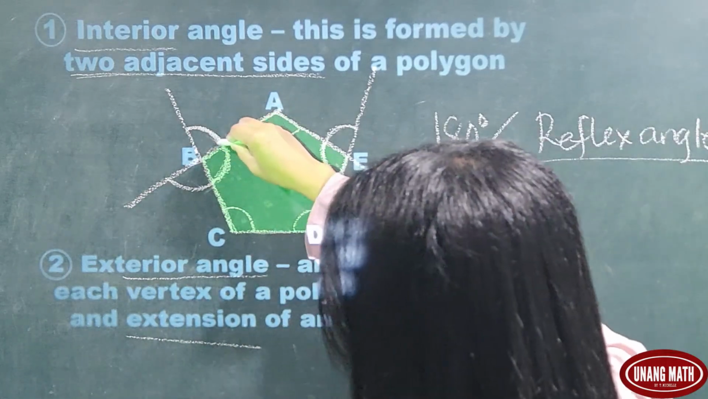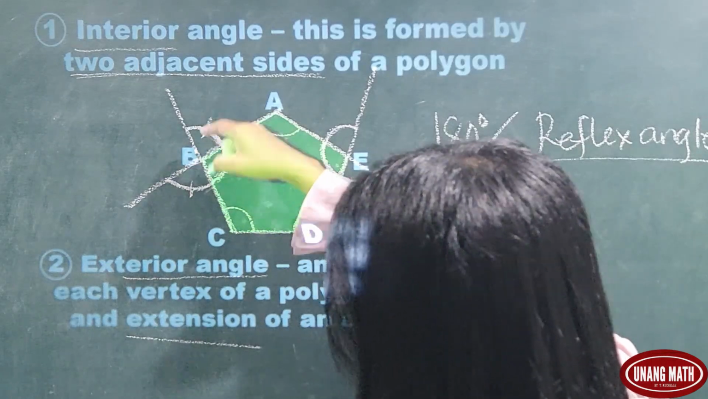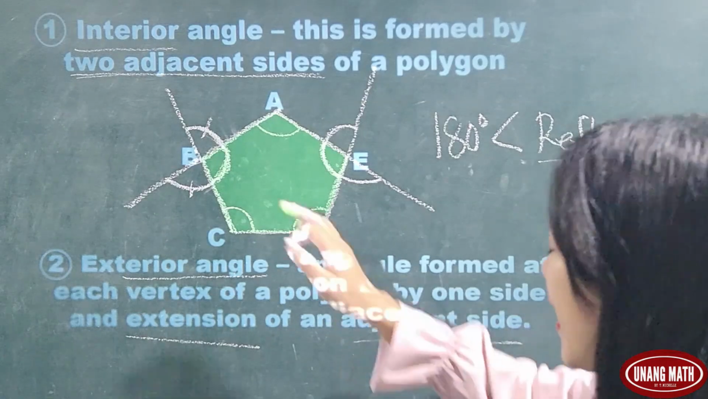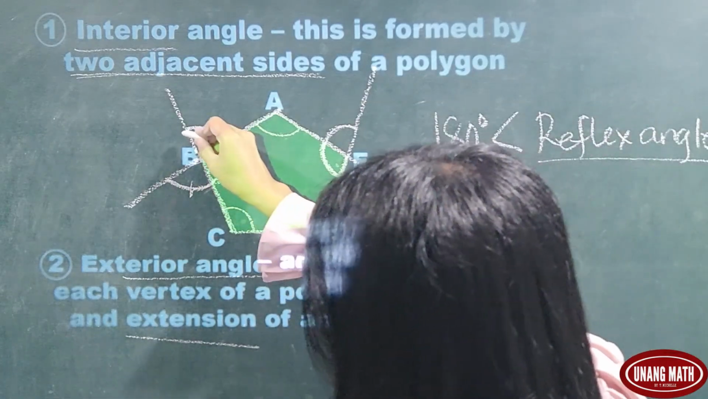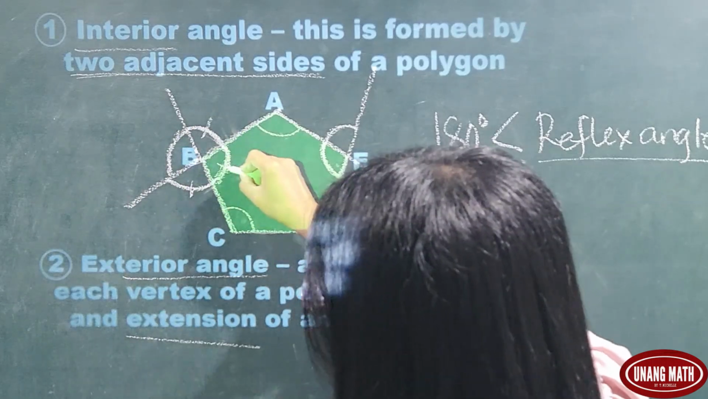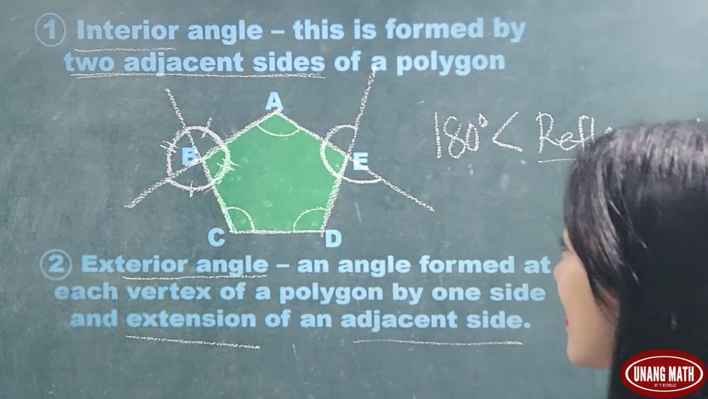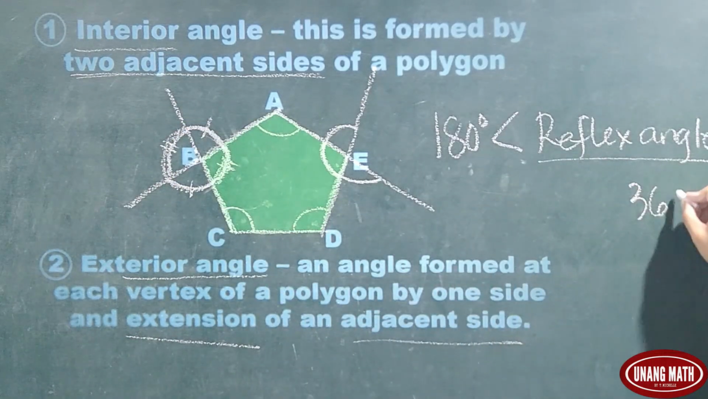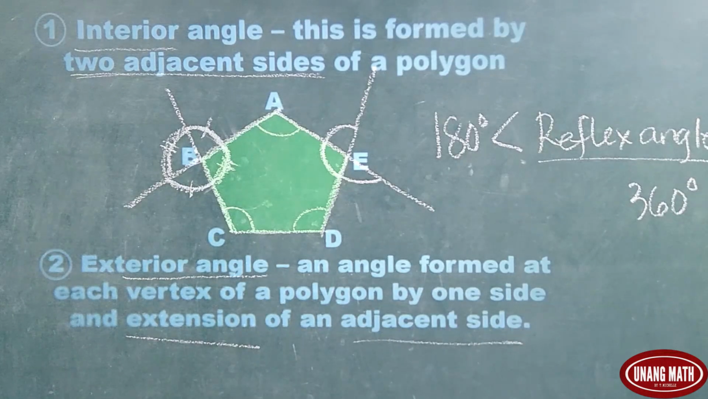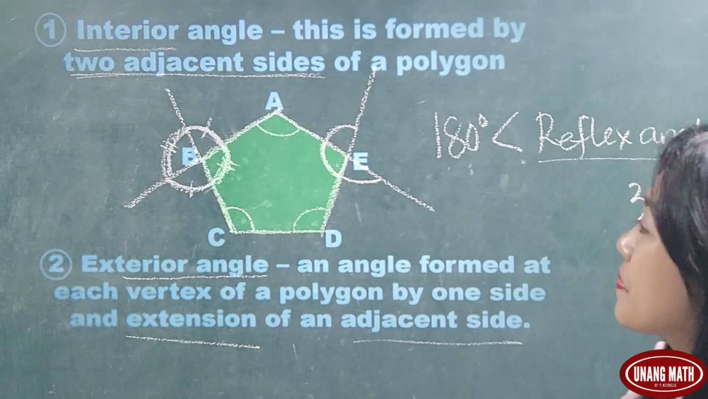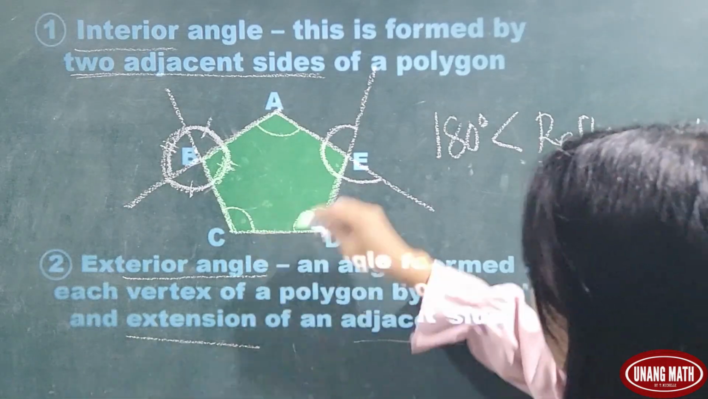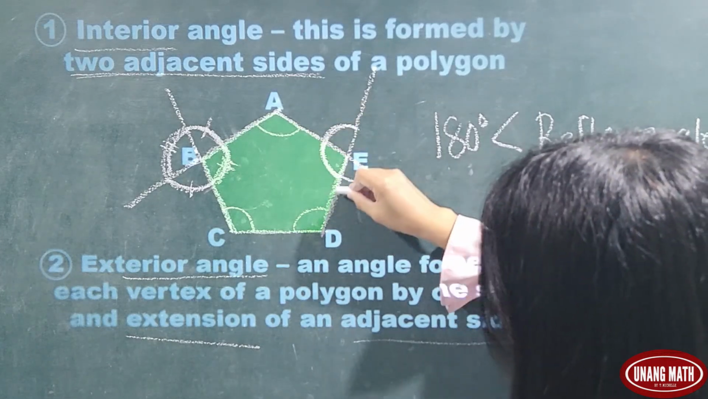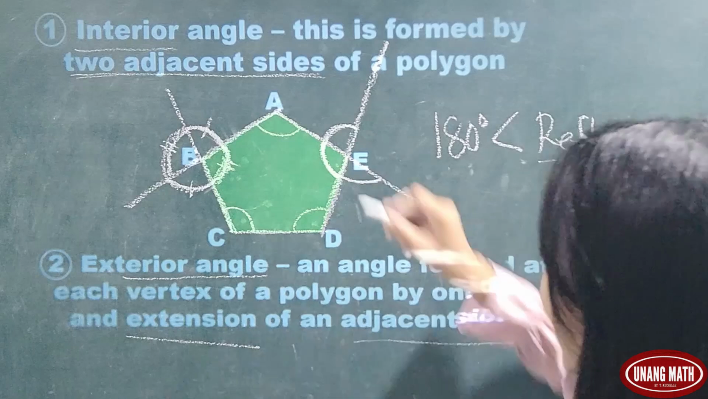This angle is equal to this angle because these are vertical angles. Vertical angles are always equal in measures. This angle is also equal to this angle because these angles are vertical angles. So one full angle is equal to 360 degrees. Okay, if you're going to observe, an interior angle plus exterior angle forms a straight angle.